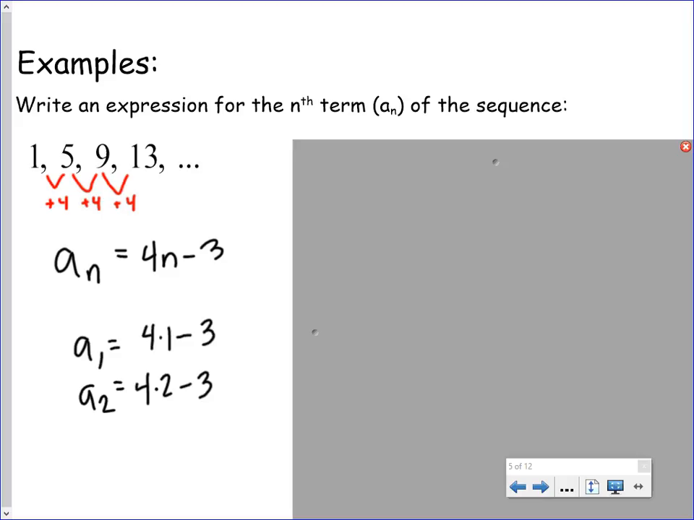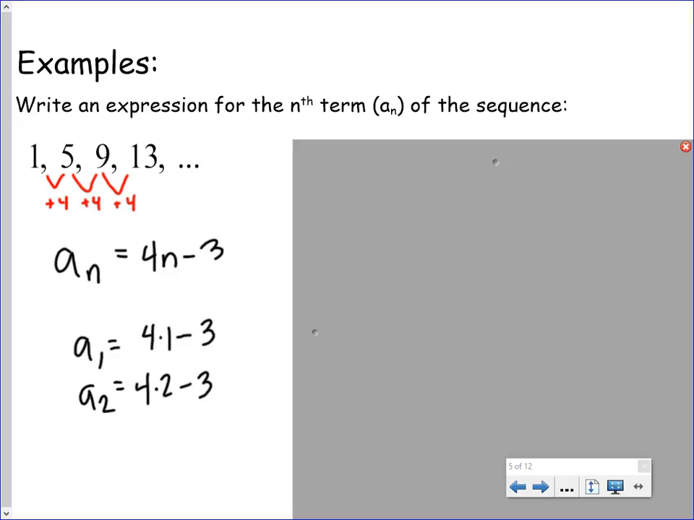So this one, think about this. When you go up by 4 every time, isn't that a lot like slope? Rise 4 over 1. Rise 4 over 1. So think about it when you see that constant adding 4, adding 4, adding 4. Think about it like a slope.